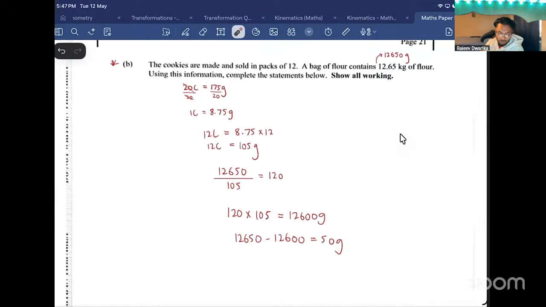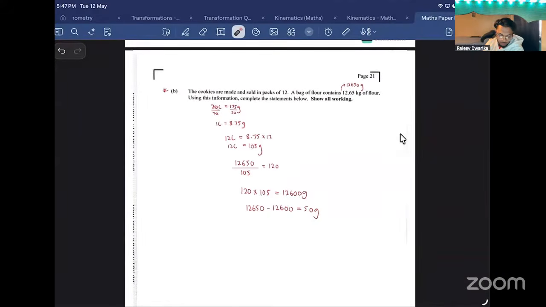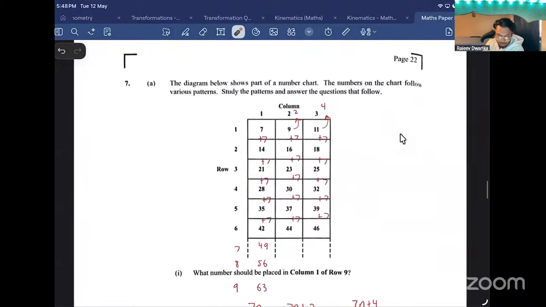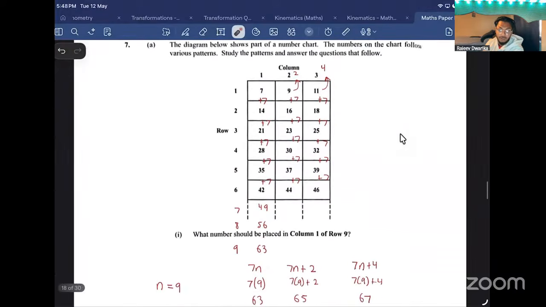So this question will give people some trouble. It definitely made me go out of the loop. But this next question was an easy question. I'd say it's an easy one.